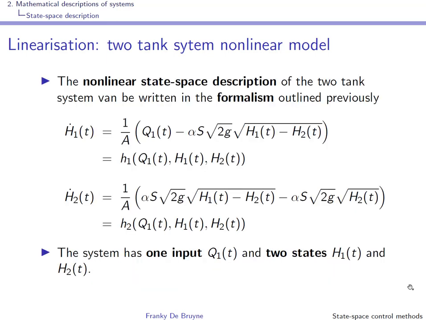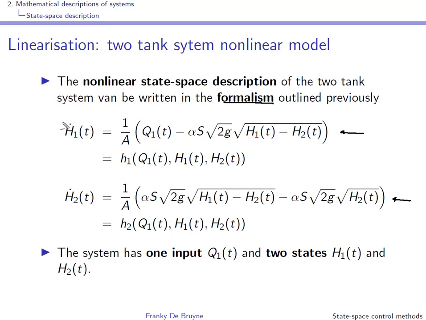So what we have done here is take these two equations and divide by the section, and we end up with these two relations here, and they will form a nonlinear state space description of the two-tank system. And you can see that these equations are in the formalism that we have outlined previously. The variation of the state is a function H1 of the two states and the input. And remember that there are two states, H1 and H2, and an input Q1.